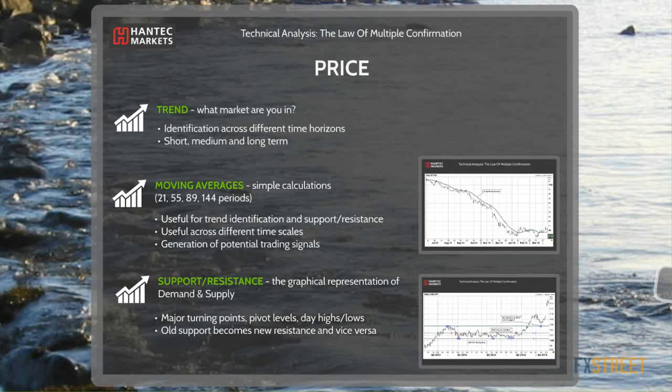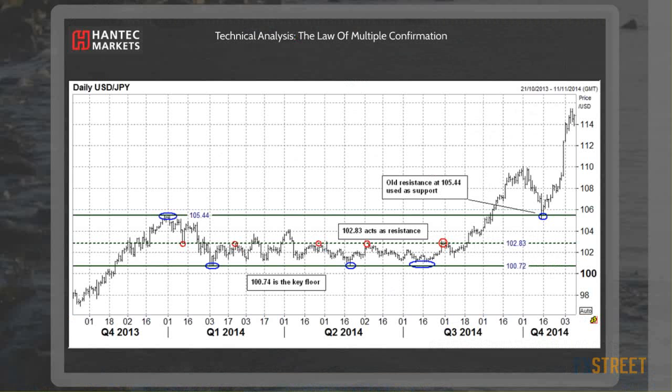And we can see how graphically illustrated support and resistance is on this chart, from 2013 through 2014, so a little while ago now, but still a good idea of what's going on. Now you see the moves between 105.44, which acted as the big resistance, and 100.74, which acted as the key floor.